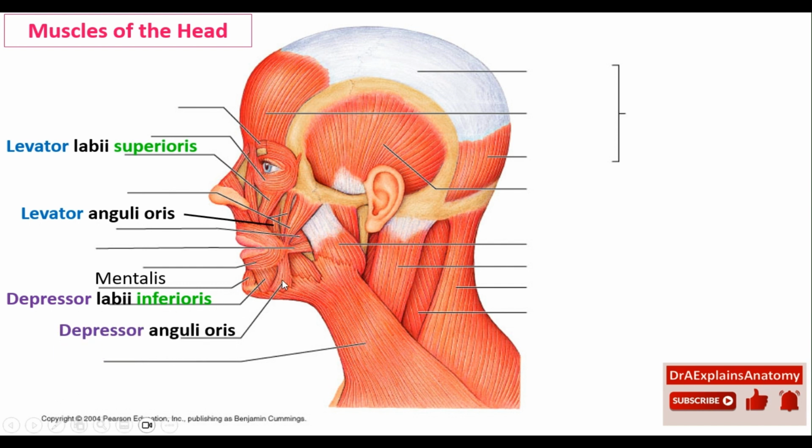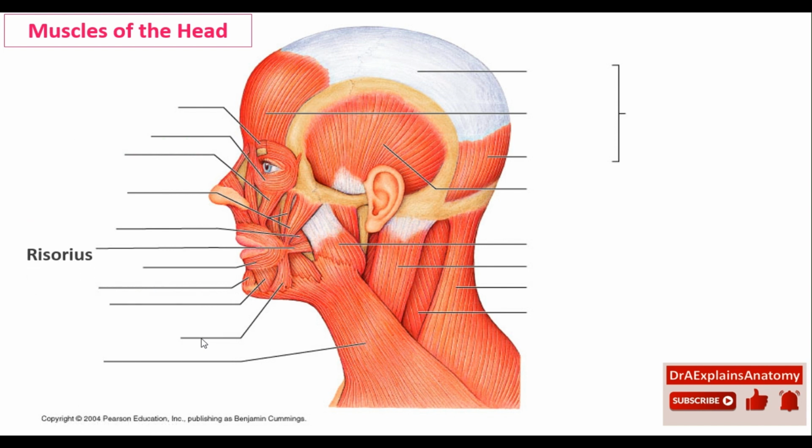Also, we have the depressor anguli oris. It pulls the angle of the mouth downwards. This is the levator anguli oris, that's the depressor anguli oris. This right here is the risorius muscle. Right under the risorius muscle, we have the buccinator muscle. This right here, on top of the temporal bone, we have the temporalis muscle. This is the masseter muscle.